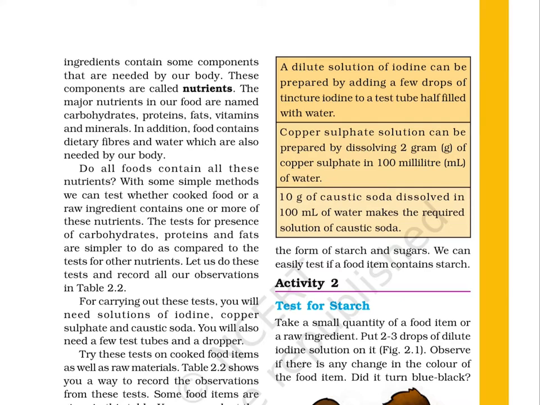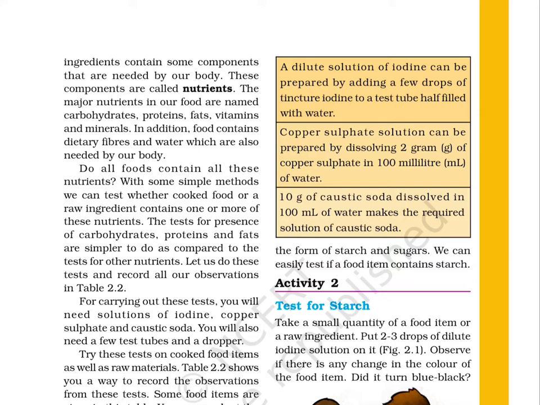Do all foods contain all these nutrients? With some simple methods, we can test whether cooked food or a raw ingredient contains one or more of these nutrients. The tests for presence of carbohydrates, proteins and fats are simpler to do as compared to the tests for other nutrients. Let us do these tests and record all our observations in Table 2.2.